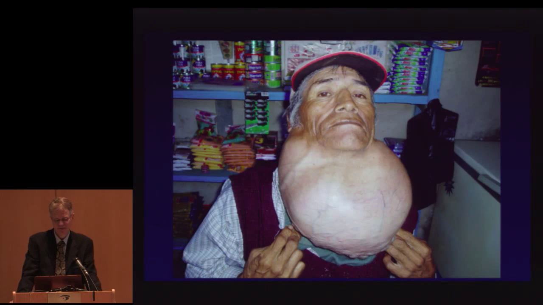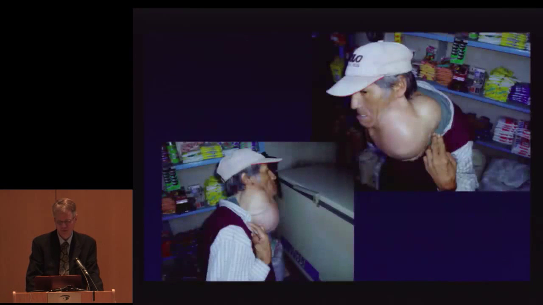So this is a gentleman that was in Peru with a very large goiter. I don't know if he had Graves' disease, but I thought I'd just show that to you because it was so impressive. And there's the side view of his goiter. So sometimes these glands can just get to be enormous.